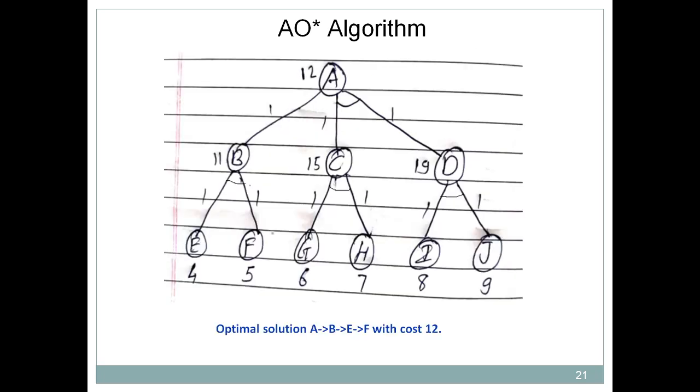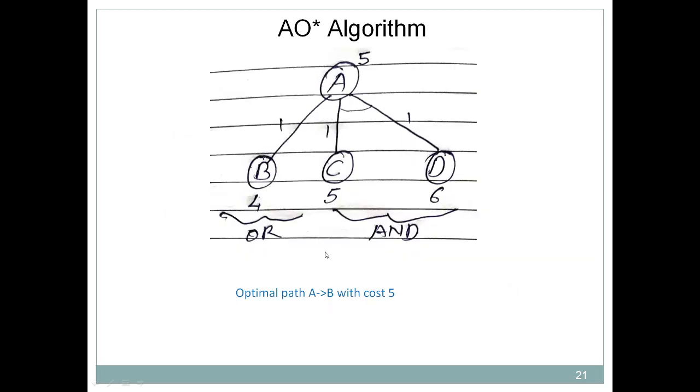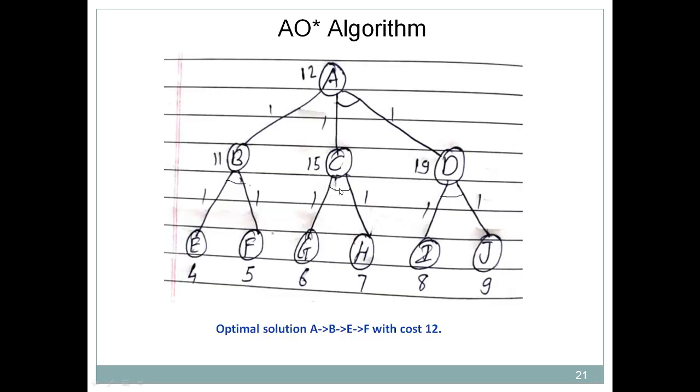Now a more complicated example. In this case, we have 3 branches, and all these 3 branches are AND nodes, but in this case this part is an OR part and this part is an AND part. Now we have to check which path is suitable, which path has the least cost. Here you can see the optimal path is A to B and its cost is 5. Similarly, in this case, we need to find the optimal path having minimum cost.